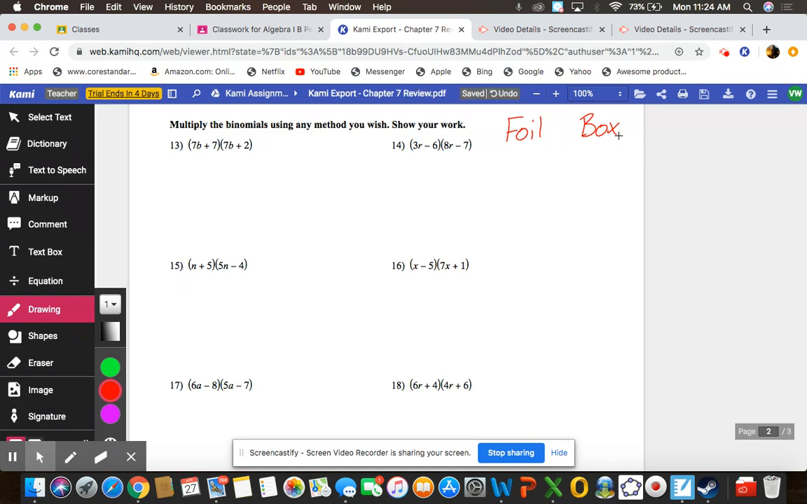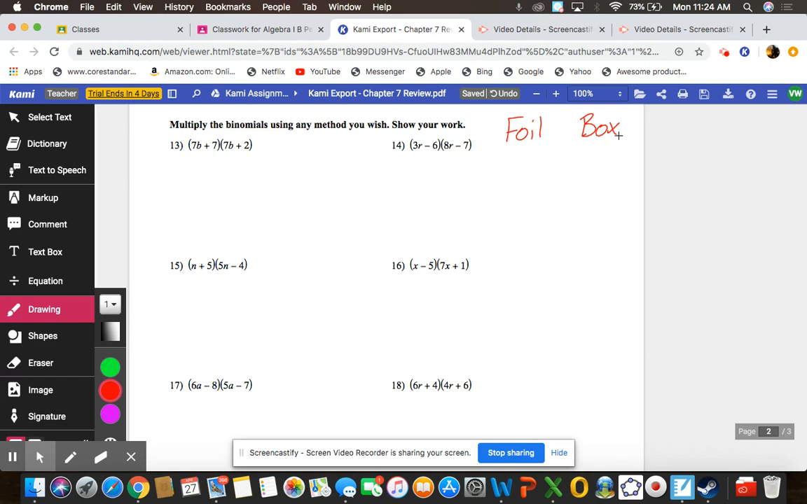I'll show some for FOIL and show some for box. If you're more comfortable with FOIL, use FOIL. If you're more comfortable with box, use box. You've got the freedom to choose. So, for number 13, I'm going to start with FOIL.